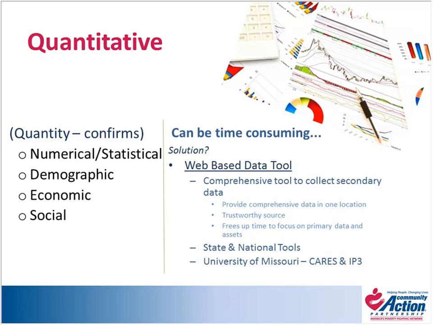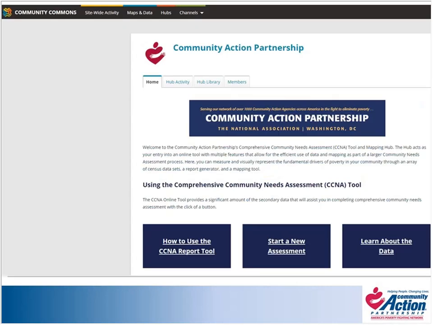So one solution that the Community Action Network has developed is this comprehensive data tool. It's web-based. And so this kind of came out of Missouri. The Missouri Association partnered with the University of Missouri and created a web-based data tool. And now there's a few different states that have one, and the national partnership has one on a national level as well. So if you go to communitycommons.org, this is what will pull up. You have to go to Hubs once you get to communitycommons.org. It's free access. All you have to do is create an account.